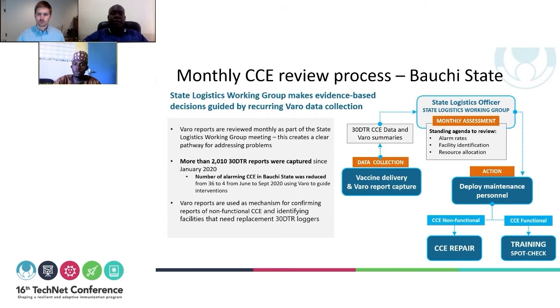So in conclusion, having CCE data is very, very important in the states. And there is already an existing process in the states, that is the SLWG. So merging the two together gives the states utmost visibility into CCE monitoring and functionality. Thank you very much. Let me hand over to Brian.